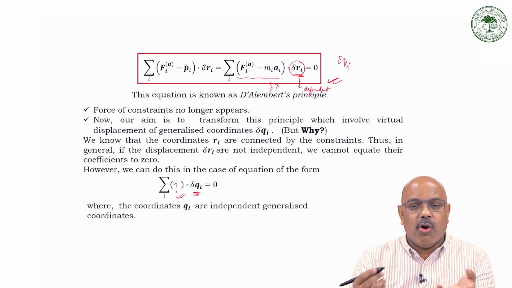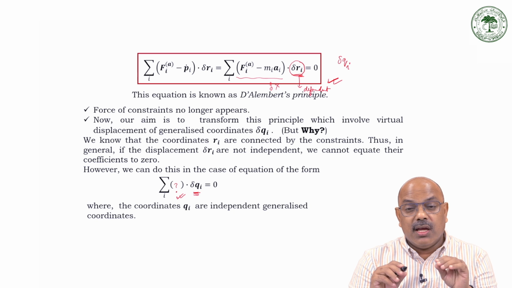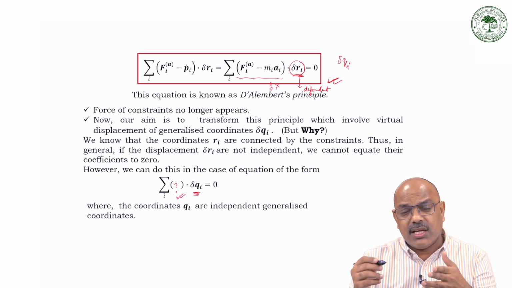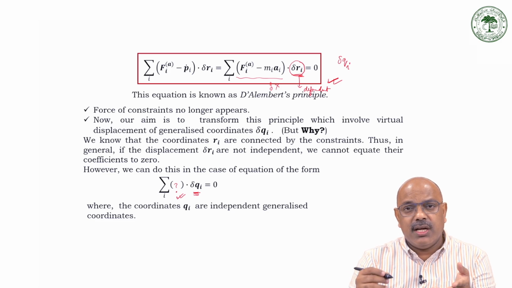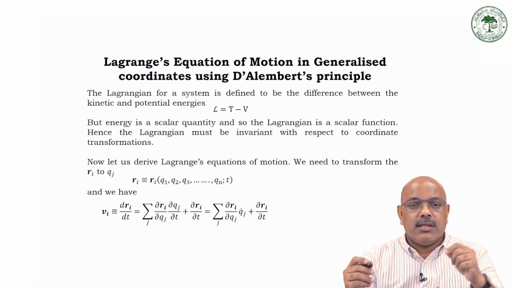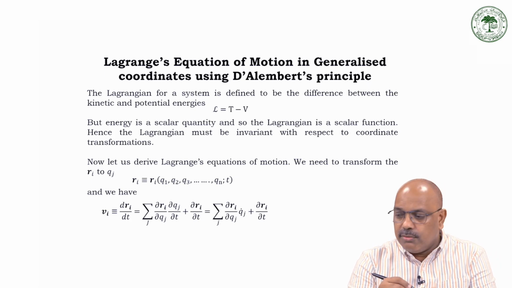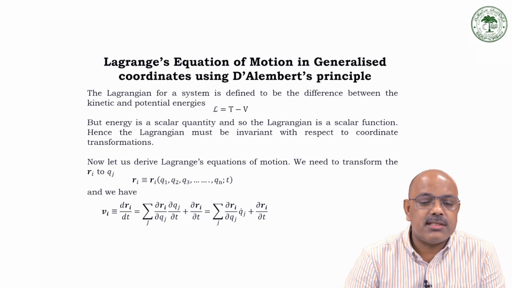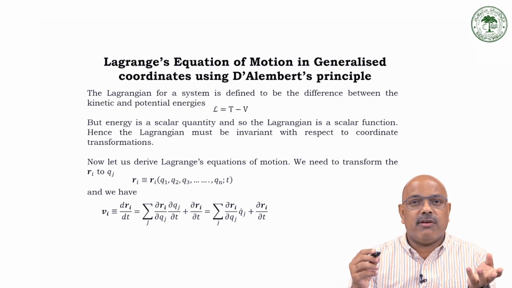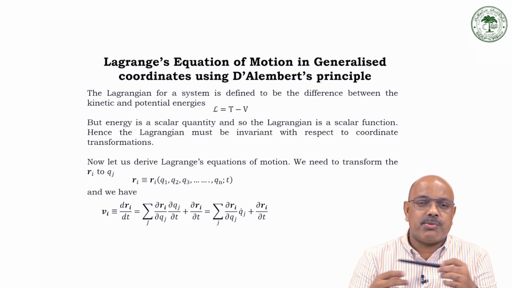This is what we want: to transform my coordinate system from this physical space to my configuration space, where I can work with the independent coordinates, which are the generalized coordinates. Now let's come to how we are going to do it. It is through the Lagrange equation of motion, that is using D'Alembert's principle.